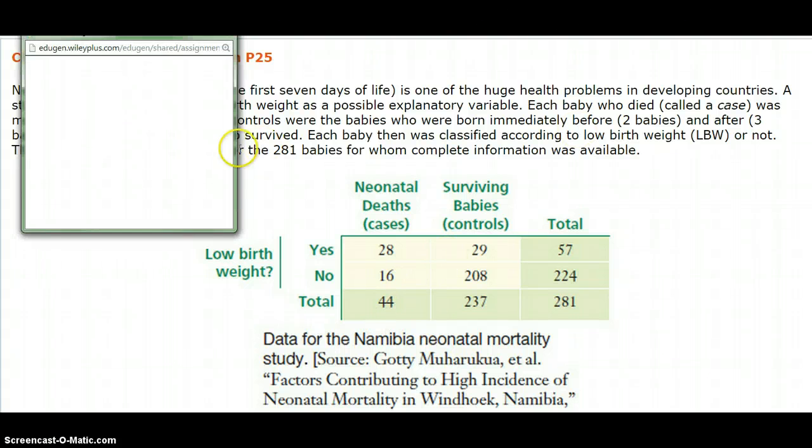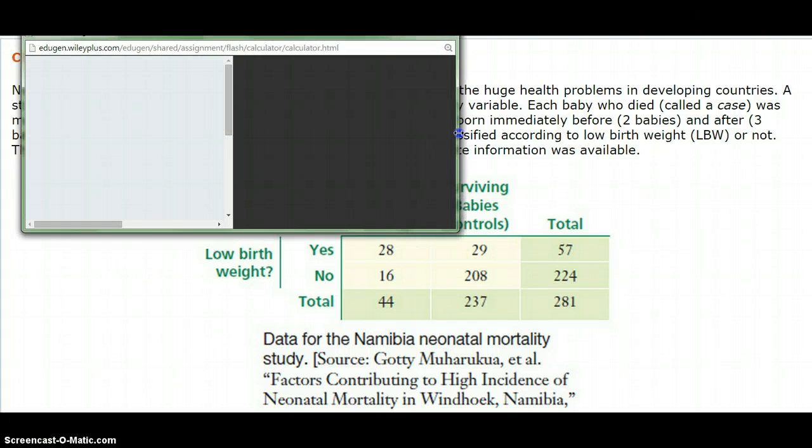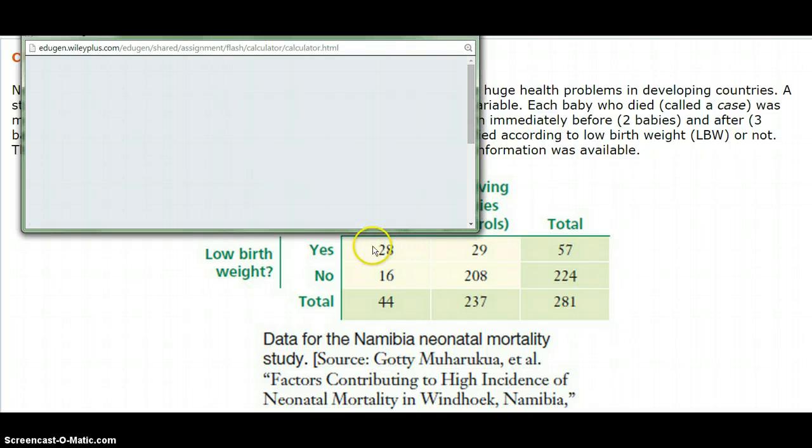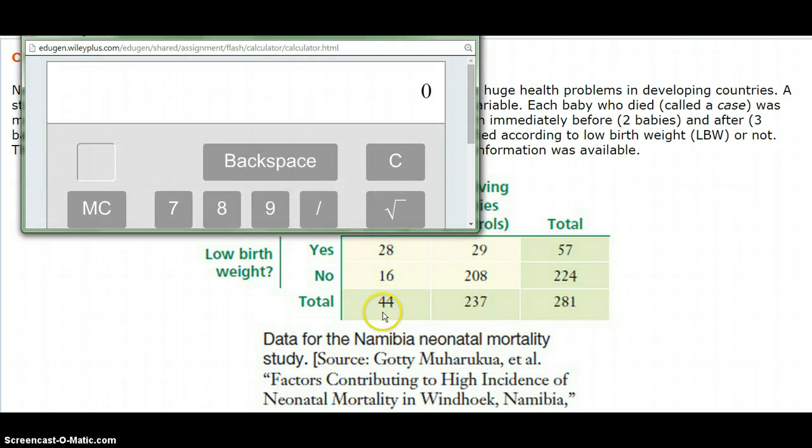And if we grab this calculator here, and we look, what is the percentage of babies who died who had low birth weight? So we have 28 divided by 44. And why am I doing that? 28 is the number of babies who died with low birth weight over the total number. And that gives me about 64%. So of the babies who died, about 64% had low birth weight.